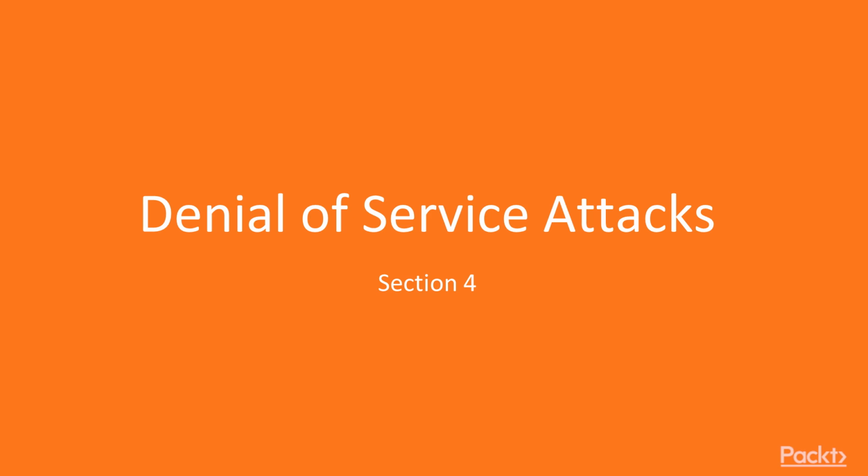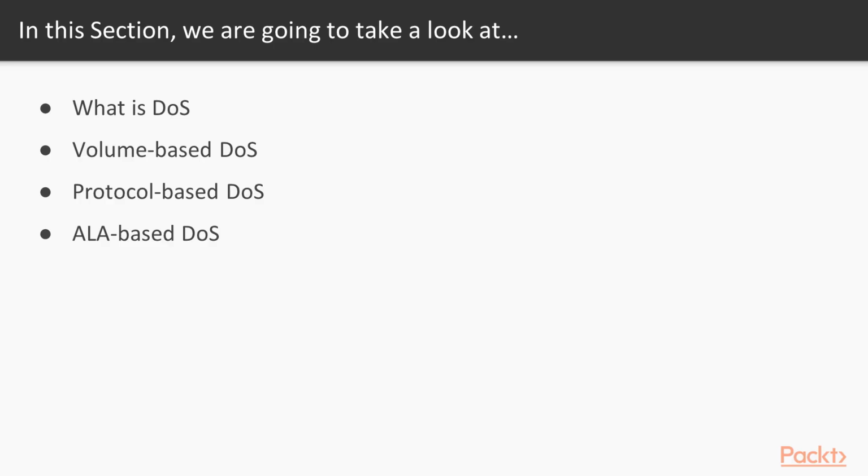Section 4 focuses on denial of service attacks. In this section, we will be learning more about what is denial of service, also distributed denial of service, and we'll also learn about volume-based denial of service. What does volume-based mean? How do we do it, specific to bits per second, such as UDP flood, ICMP flood, and also spoofing the packets and then flooding the network, which will be part of the volume-based denial of service.